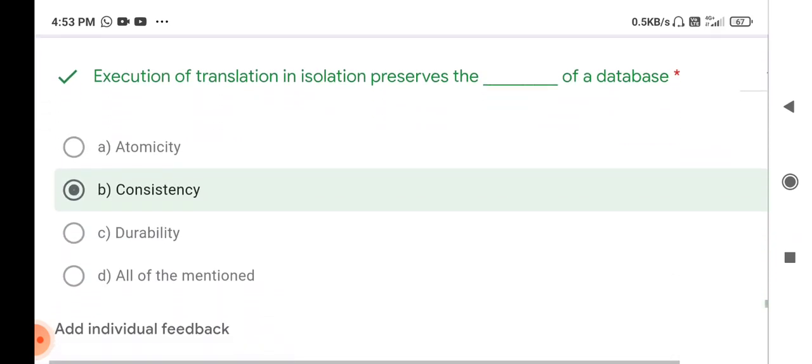Next question is, execution of transaction in isolation preserves the consistency of the database. You should execute different transactions in your database. At that time their consistency is maintained. So this is called the consistency of the database.